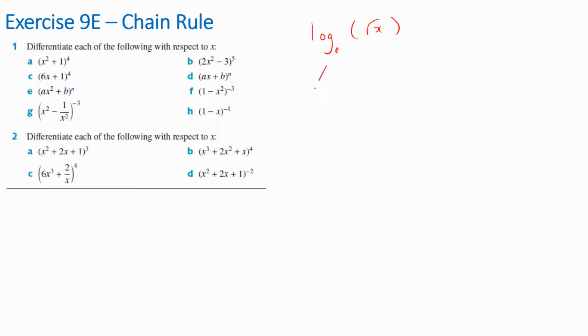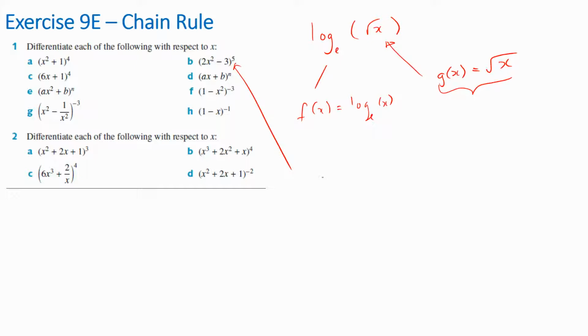So this would be saying that f of x is equal to log e of x, and then the inside function, which is g of x, is equal to root of x. This is a chain rule problem because we're going to replace that g of x. We're going to replace that with another letter. Okay, that's the aim.